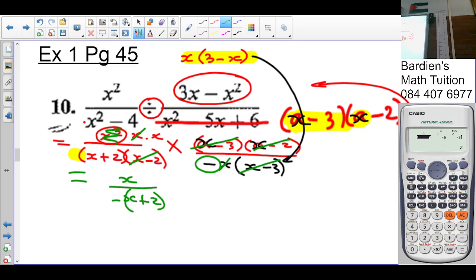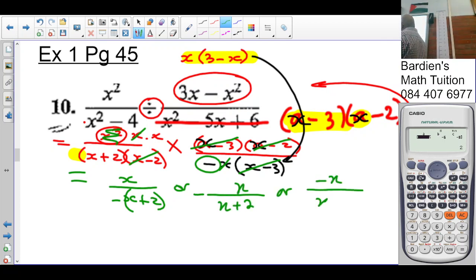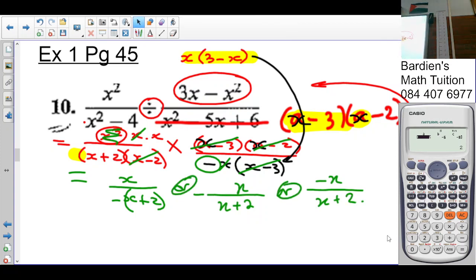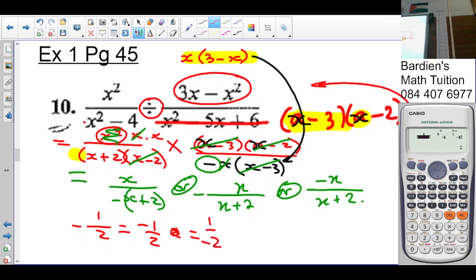Not so? Or that negative can lie next to the fraction, the division. Or this can lie on top. Either one of those would get you the full marks. All of that means the same thing, as if we have negative half is the same as negative 1 over 2, which is the same as 1 over negative 2. All of that's the same.